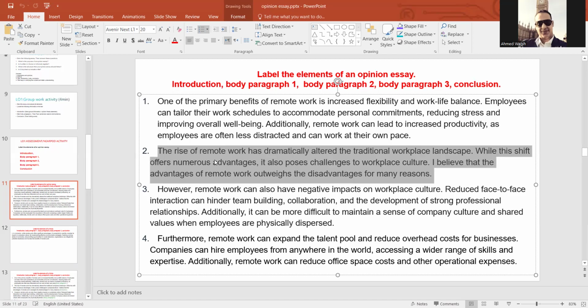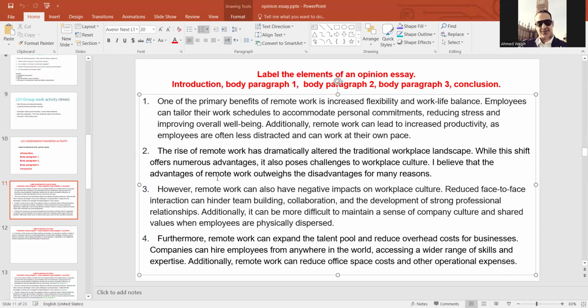So, the rise of remote work has dramatically altered the traditional workplace landscape. While this shift offers numerous advantages, it also poses challenges to workplace culture. I believe, look, the opinion here is clear. I believe that advantages of remote work outweigh the disadvantages for many reasons. So this is the thesis statement and your opinion. Now, this is the introduction, and this is body paragraph one that supports your opinion.